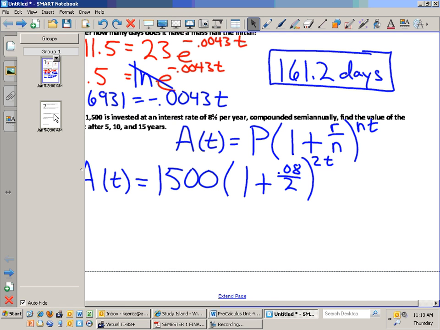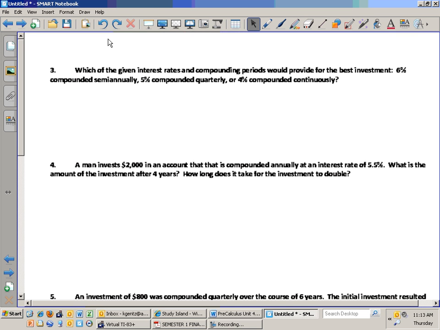Okay, let's go to the backside. Which of the given interest rates and compounding periods would provide for the best investment? Let's say you went to the bank and they said, well, you can have 6% and we'll compound it twice a year. Or you can have 5% and we'll compound it 4 times a year. Or you can have 4% and we'll compound it every single day, every single instant. Which would you rather have?